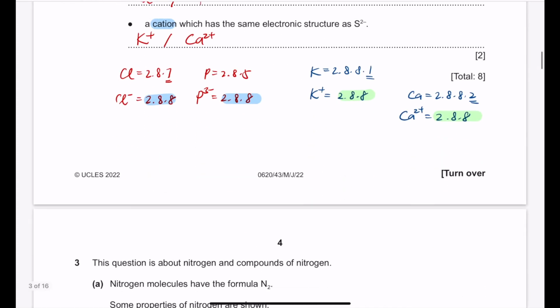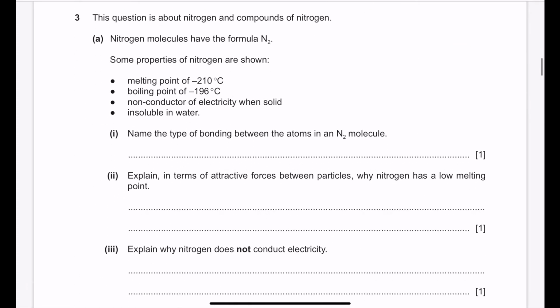Then next one, given with this. What type of bonding is present in the atoms of a nitrogen molecule? Nitrogen molecule is covalent. Non-metals form covalent bonds. You are asked to answer in terms of attractive forces between particles. Why does nitrogen have a low melting point?